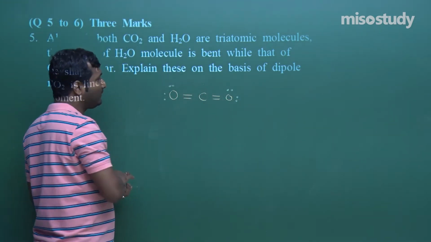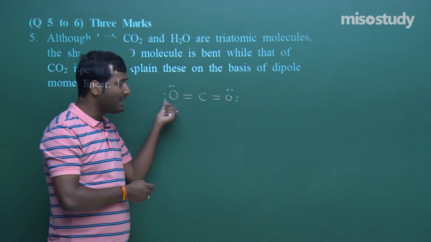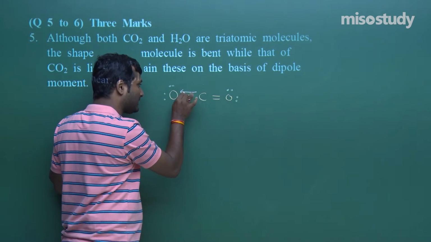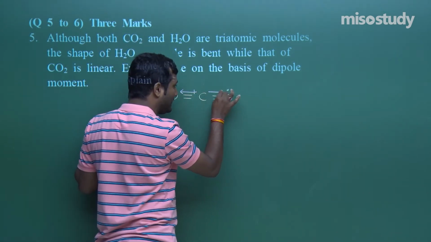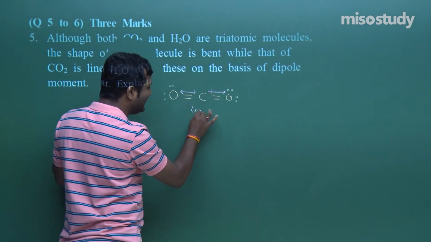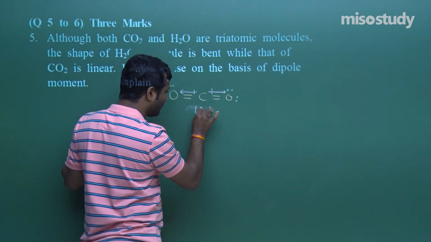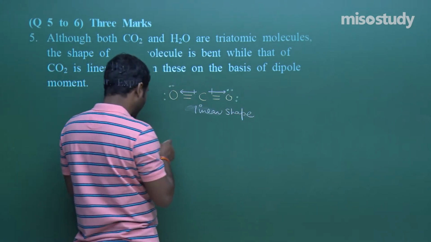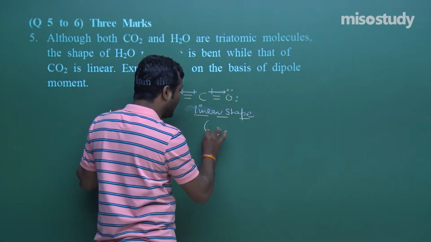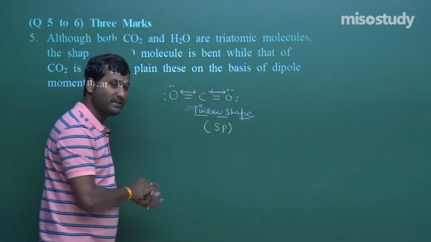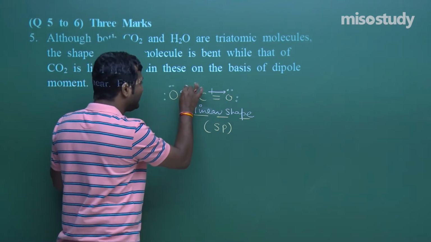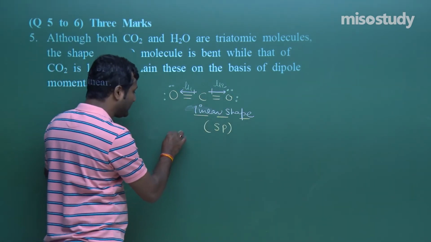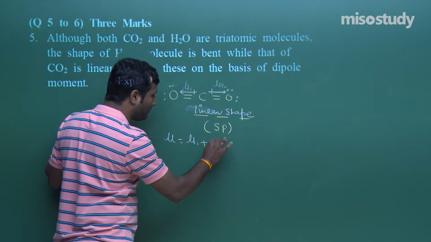In this case, what will happen? In CO2, each C=O bond has a dipole moment, the direction being from low electronegative to high electronegative, due to the linear shape. This is the linear shape, and the hybridization in this case is sp hybridization. Due to the linear shape, mu1 and mu2 are the dipole moments, and in this case mu is equal to mu1 plus mu2.